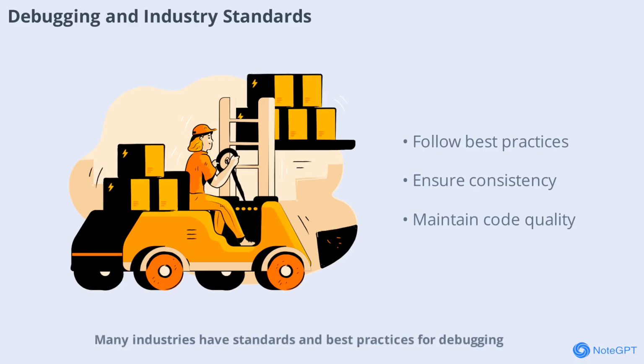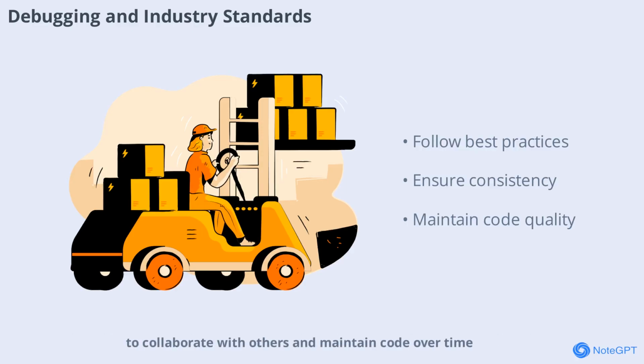Many industries have standards and best practices for debugging. Following these guidelines ensures consistency, safety, and quality across projects. Adhering to industry standards also makes it easier to collaborate with others and maintain code over time.